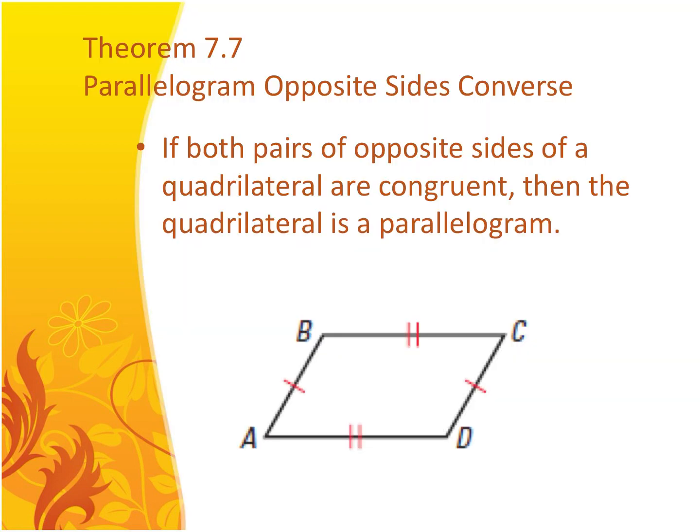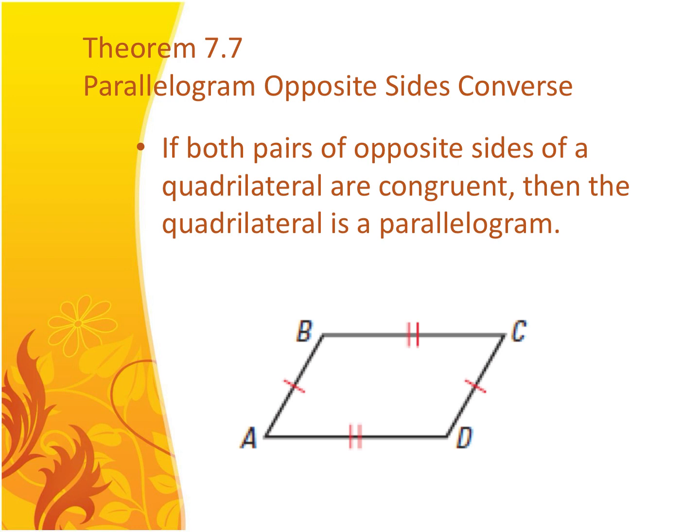So the first one is the converse of the parallelogram opposite sides. So we learned that opposite sides in a parallelogram are congruent. So now they've switched it, and now they're stating that if both pairs of opposite sides of a quadrilateral are congruent, then you can prove that the quadrilateral is a parallelogram. So you will be given that the two sides are congruent, and then you can show it's a parallelogram.